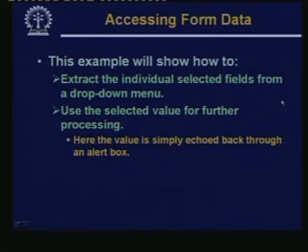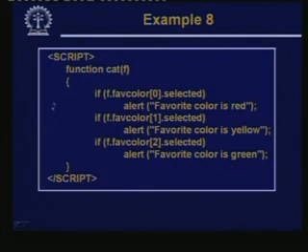The second example will show you how you can access some form data. Here you can extract individual selected items from a drop down menu, like this example shows. You can have a particular function which can access the different elements of a fav color select box of a form. If it is selected, then you give the appropriate alert.